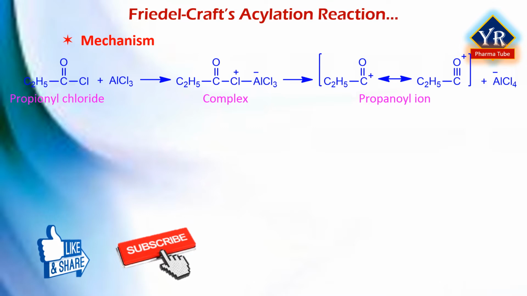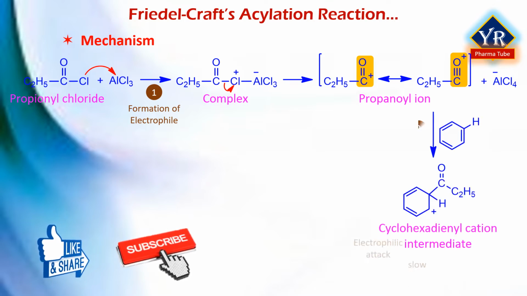The reaction mechanism is very similar to that of the alkylation reaction discussed in the previous video. It also involves three steps. The first step is the formation of an electrophile, which is called the acylium ion in this reaction. The Lewis acid aluminum chloride ionizes the carbon-halogen bond of the propionyl chloride, thus forming a positively charged carbon electrophile called the propanoyl cation, an acylium ion, which is resonance stabilized.